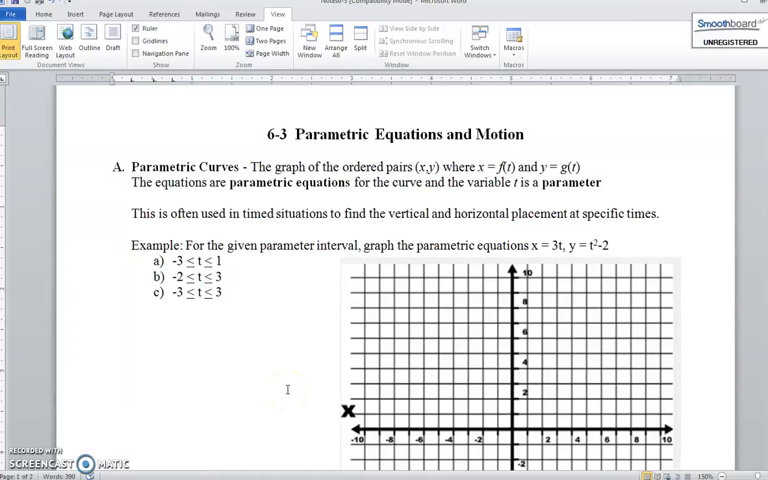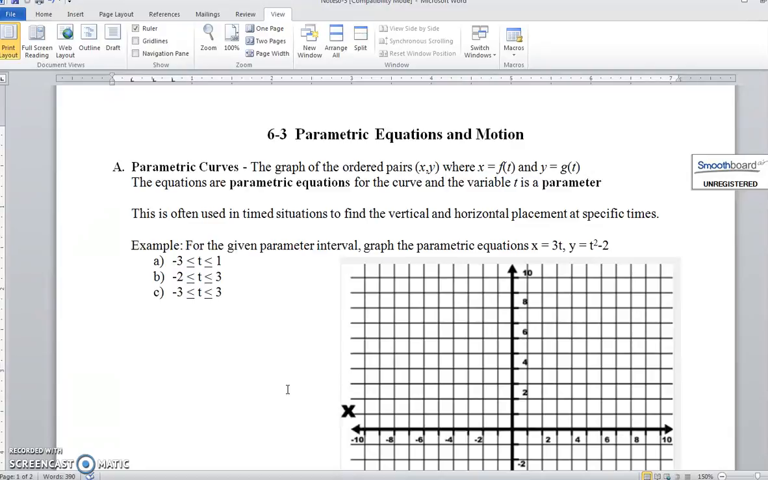Our first video from Chapter 6, Section 3 talks about what a parametric curve, or a parametric equation, is. This is going to be something very different for you. Instead of having two variables, y in terms of x, now we have three. We have two equations. One is x in terms of another variable, maybe t, and the second equation is y, also in terms of t.